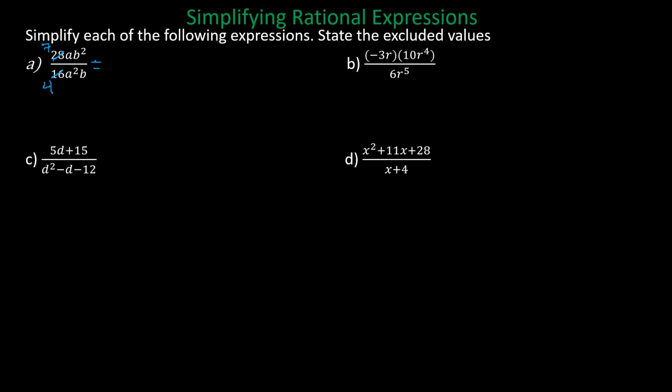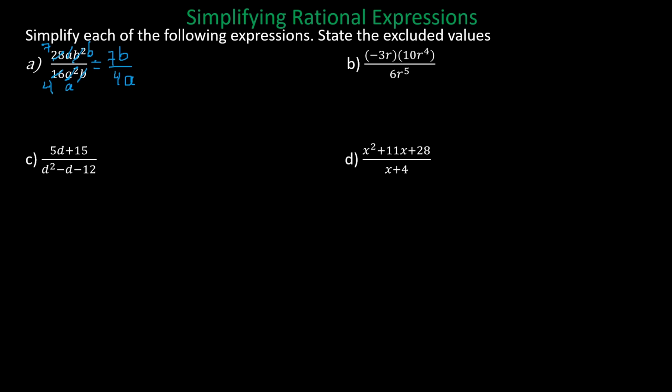And now we have a to the power of 1 and a to the power of 2. To simplify, we cancel the a in the numerator and just one of the two a's in the denominator, so it's going to be just a. We do the same thing with b and b squared, so we cancel b in the denominator, and this will be only b because it's b squared. So the final answer will be 7b over 4a. This is the simplest form.